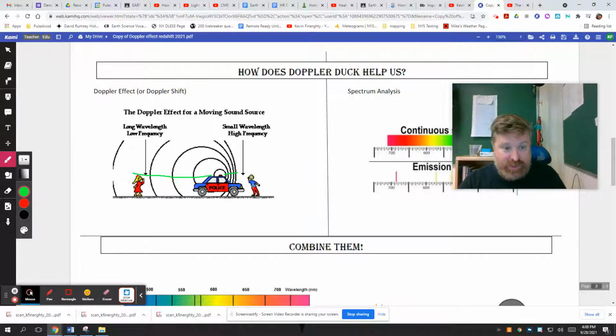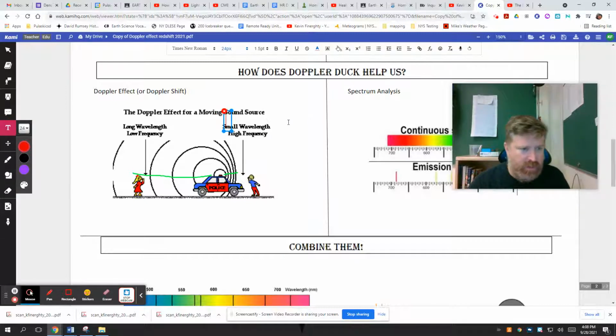So if Doppler is a thing, I guess we should jot a few notes, right? Small wavelength, high frequency. So, I mean, really, we got it. It's already on there, but this is a little smaller here.